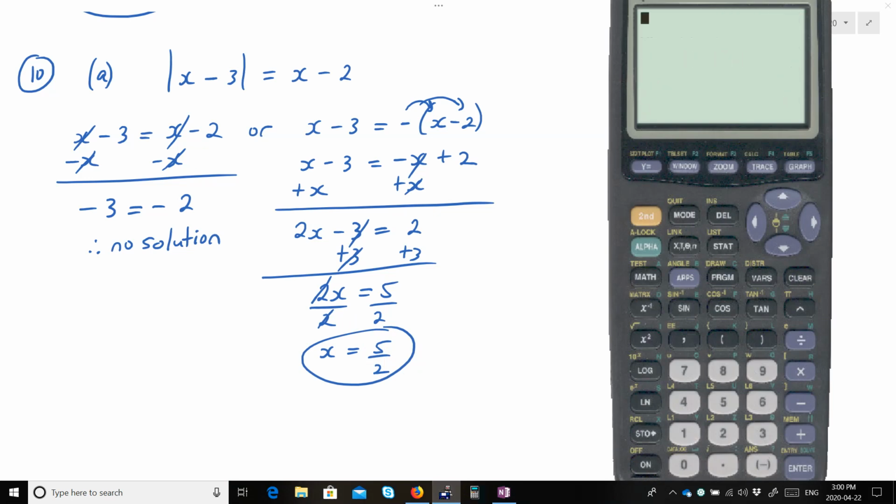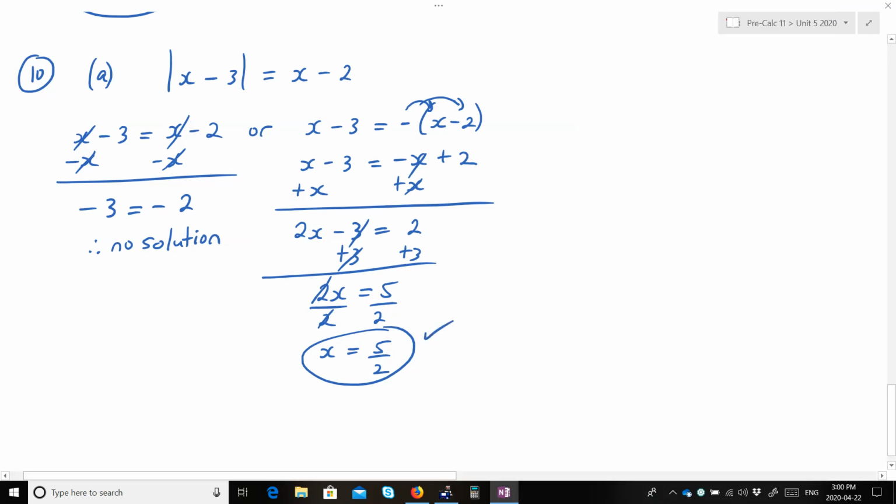Does that work? Okay, on the left-hand side we have the absolute value of x minus 3, and x is 5 over 2, and then minus 3. So the absolute value side works out to that, and the right-hand side is x minus 2, 5 over 2 minus 2, that's also 0.5, so this guy works.